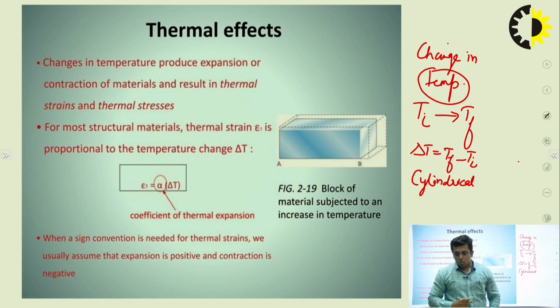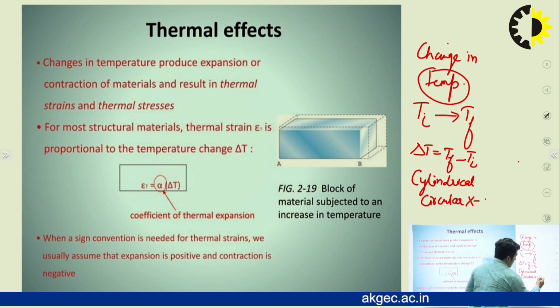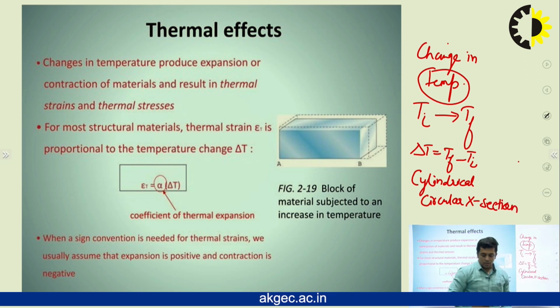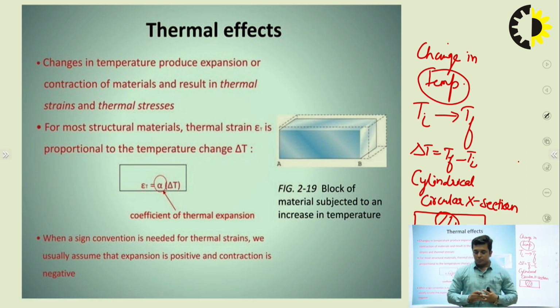Now what we are going to do here, we are going to assume all bodies to be cylindrical with a circular cross section. It's an assumption. So, like this. This is a cylindrical body with a circular cross section. This cross section is circular in nature.